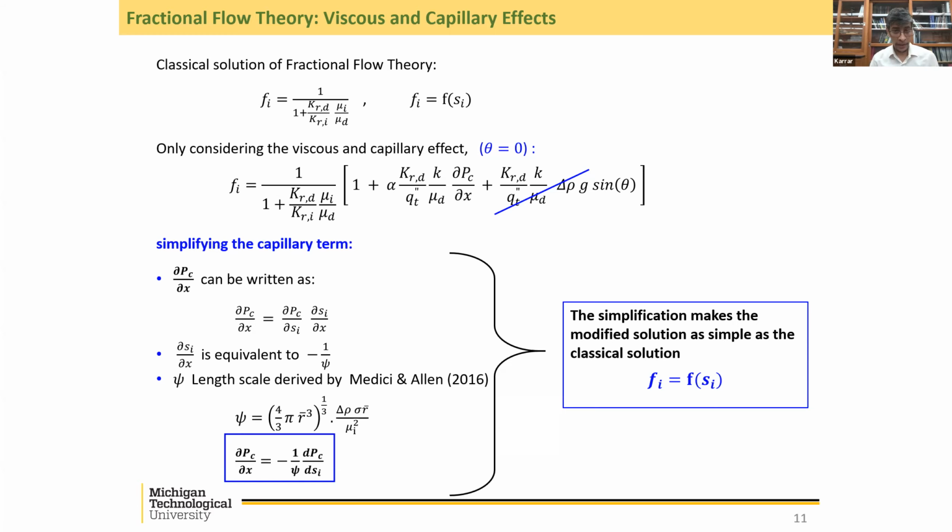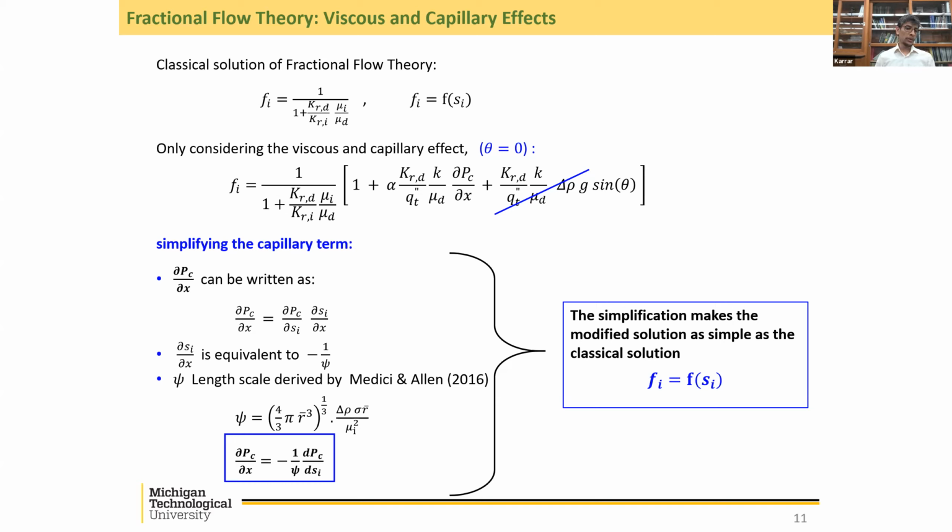However, if we see the term of the capillary effect, the capillary pressure will have the derivative with respect to distance, and we don't have such a correlation for the capillary pressure. We have a correlation for capillary pressure in terms of saturation. So we simplify this term by using the chain rule. So partial Pc over partial x will be equal to partial capillary pressure over partial saturation times partial saturation over partial x. We have a correlation for capillary pressure in terms of saturation.